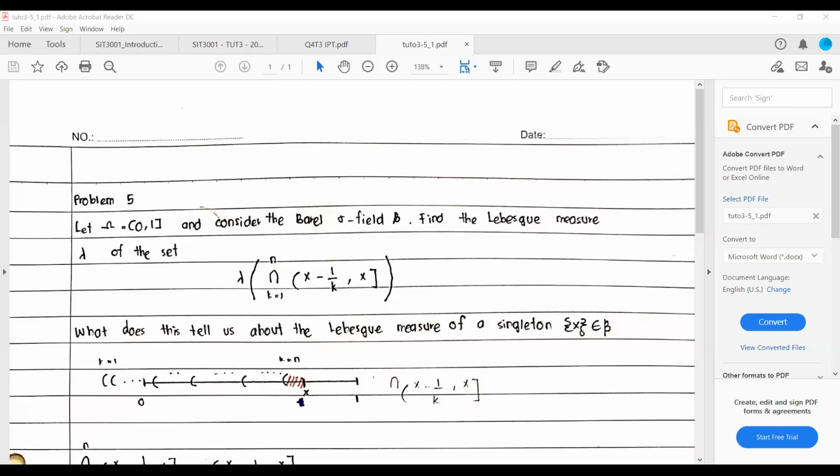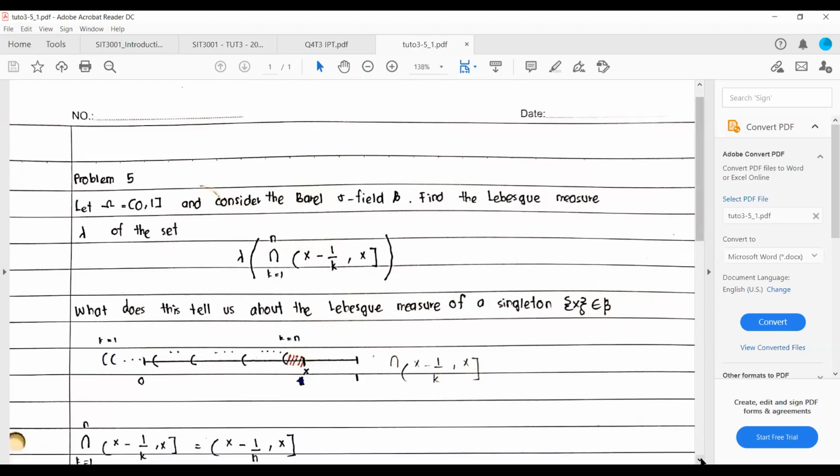Okay. So I will explain problem 5. The question asks: let omega be the interval from 0 to 1 and consider the Borel sigma field B. Find the Lebesgue measure lambda of the set, the intersection of the intervals from x minus 1 over k to x. So what does this tell us about the Lebesgue measure of a singleton x subset of B?